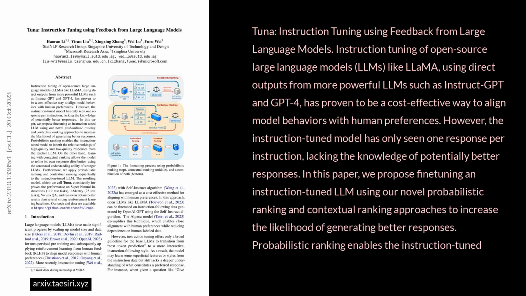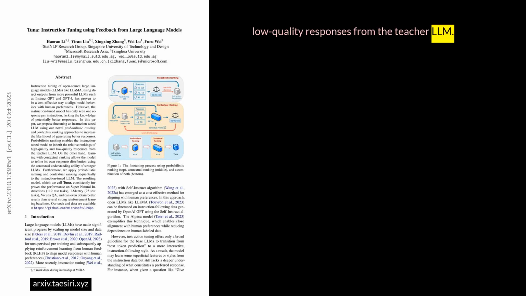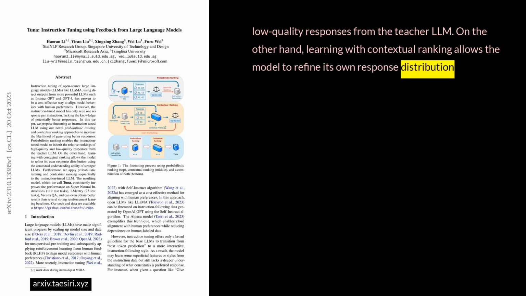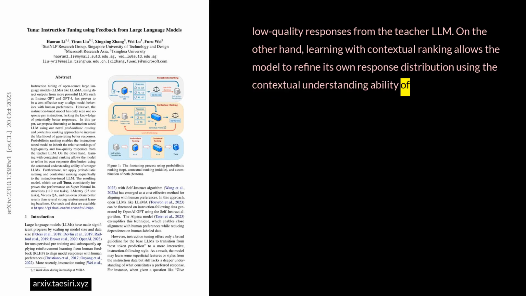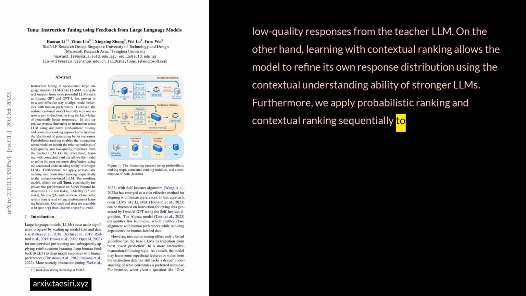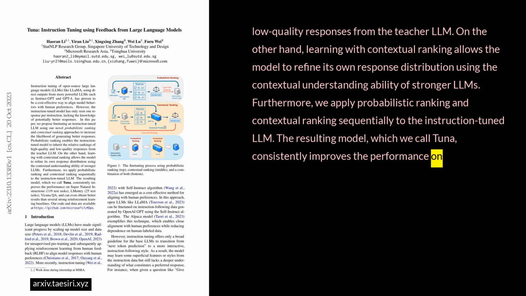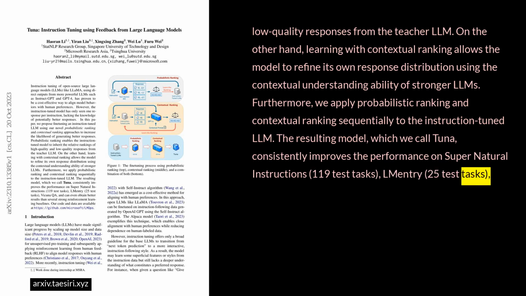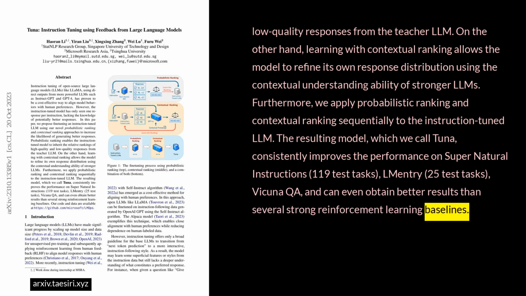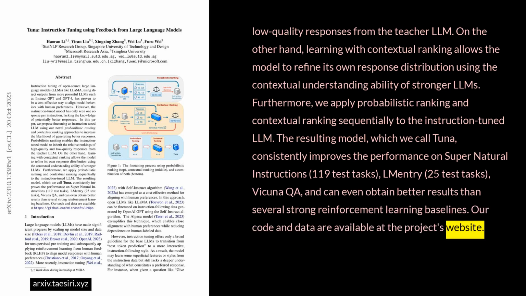Probabilistic ranking enables the instruction-tuned model to inherit the relative rankings of high-quality and low-quality responses from the teacher LLM. On the other hand, learning with contextual ranking allows the model to refine its own response distribution, using the contextual understanding ability of stronger LLMs. Furthermore, we apply probabilistic ranking and contextual ranking sequentially to the instruction-tuned LLM. The resulting model, which we call Tuna, consistently improves the performance on Super-Natural Instructions (119 test tasks), LMentry (25 test tasks), and Vicuna QA, and can even obtain better results than several strong reinforcement learning baselines. Our code and data are available at the project's website.